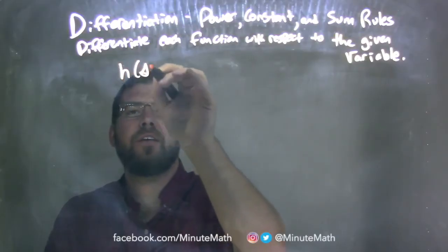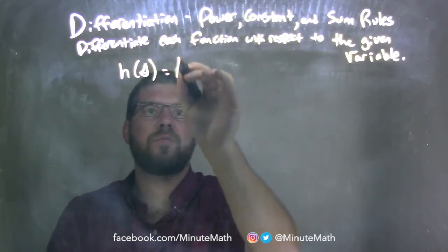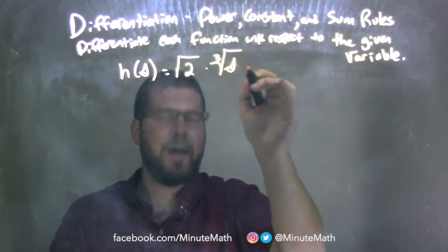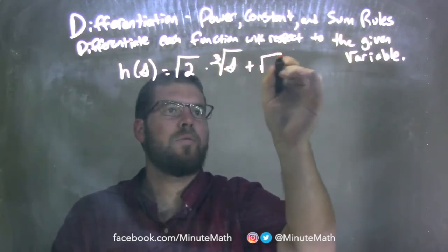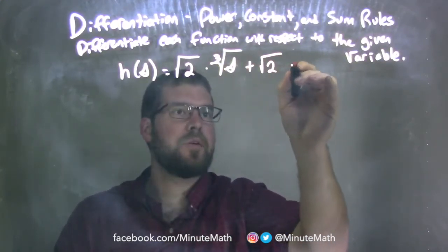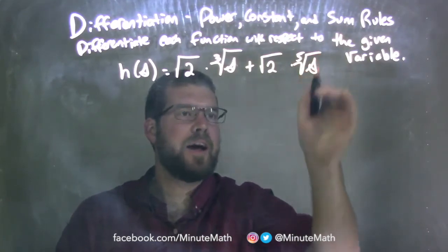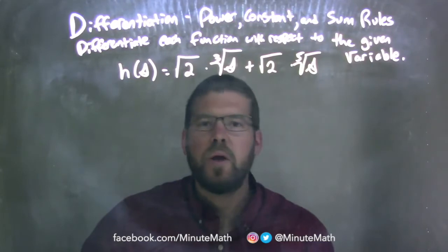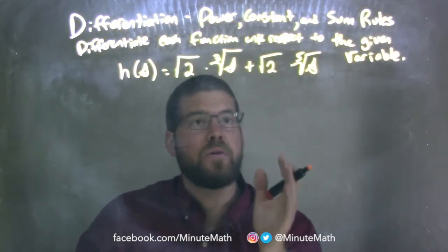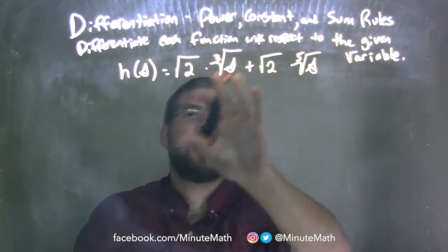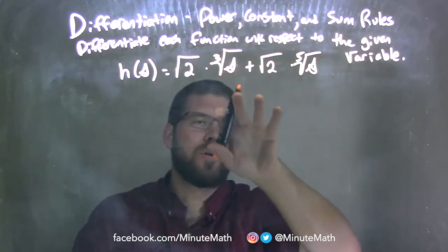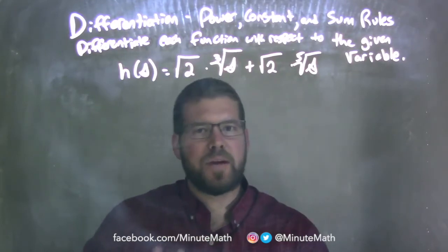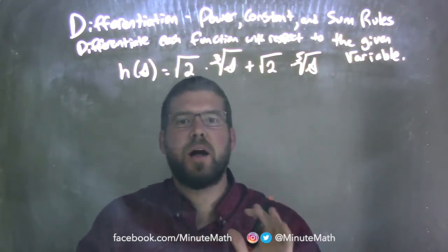h of s, and yes, these are my s's, is equal to the square root of 2 times the cube root of s plus the square root of 2 times the fifth root of s. Okay. One thing to note is that these two square roots of 2 up front are still constants. It's a number in front of what's going on there, the cube root of s, the fifth root of s. So be careful with that. A lot of students try to differentiate those, and you can't. They're still constants. They still have all the rules of constants.